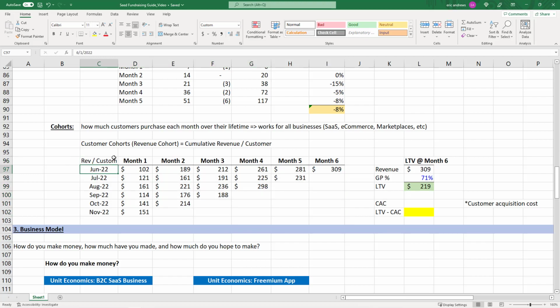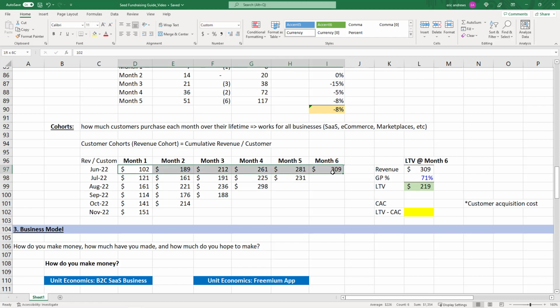So we're saying that a certain group of customers bought for the first time in June 2022, and they spent on average $102 of revenue per customer. By month 2, they spent some more. Maybe some of them disappeared. Maybe some of them spent twice, 3 times as much, but on average, they spent now $189. That's their cumulative lifetime revenue. By month 3, 212, and all the way to 309.